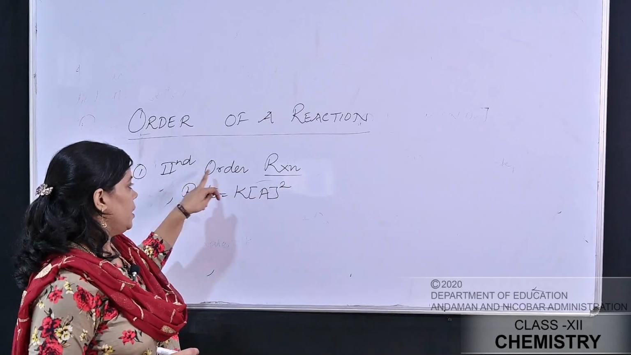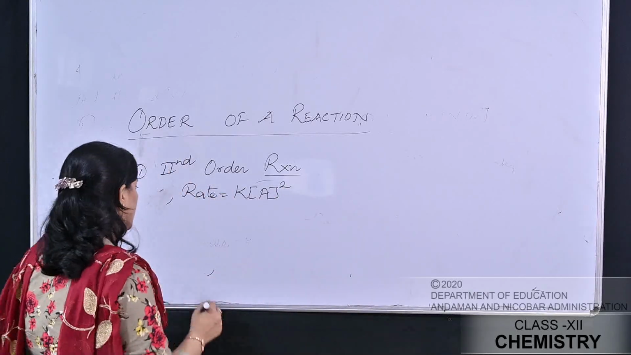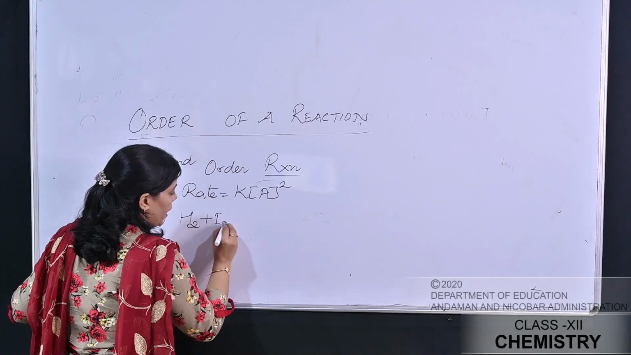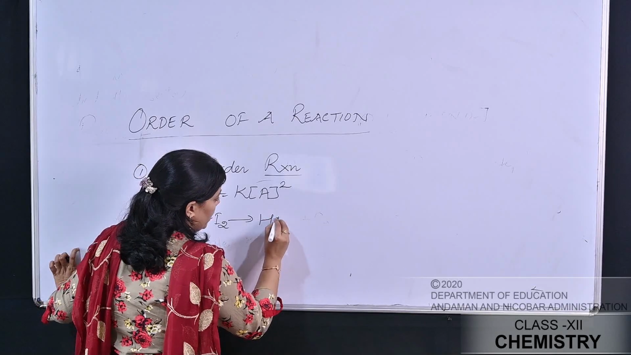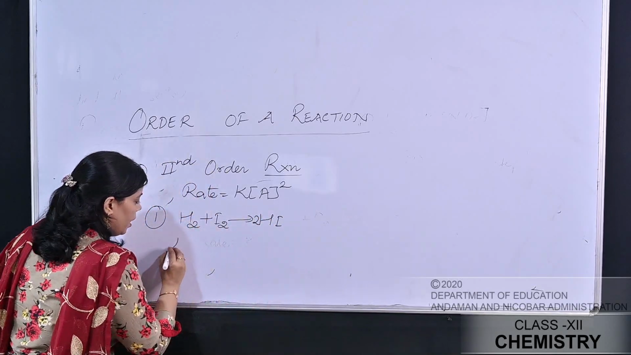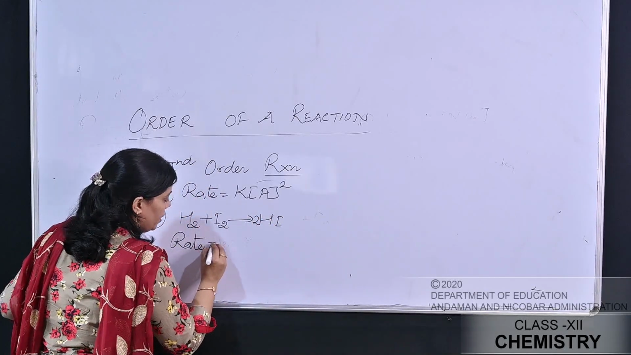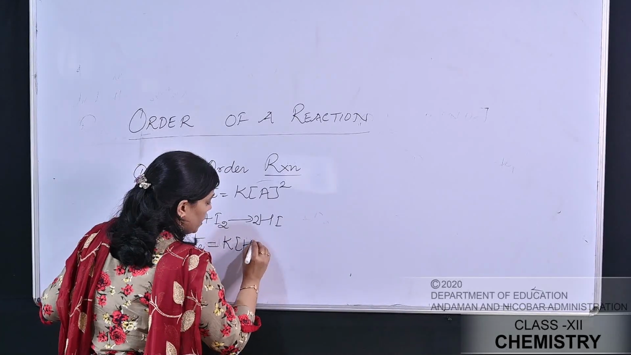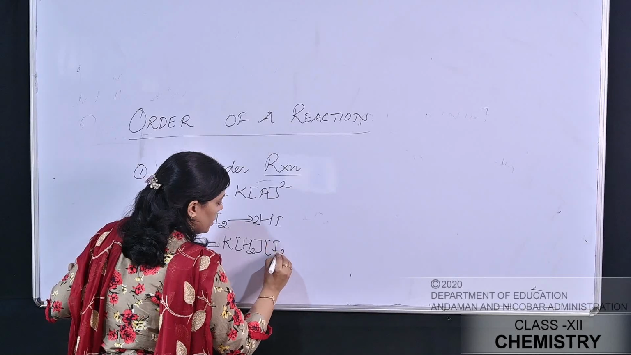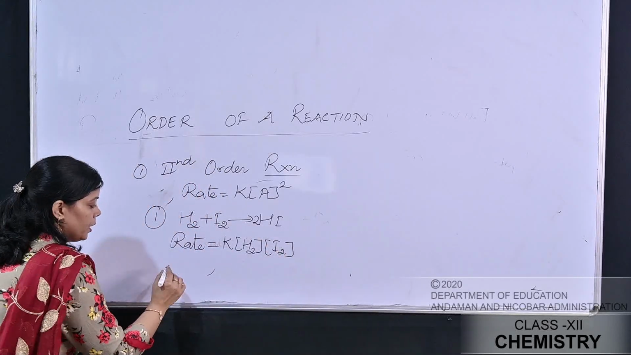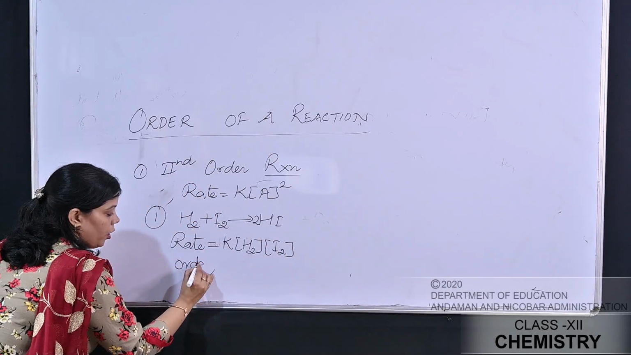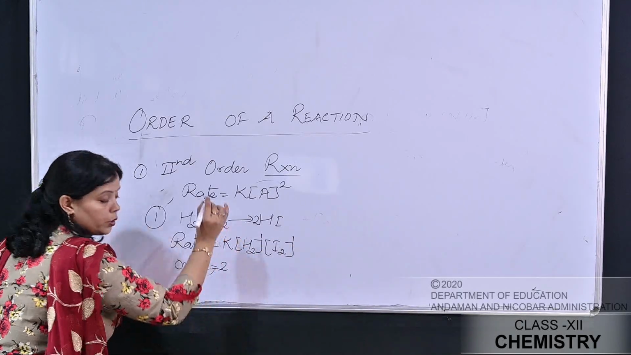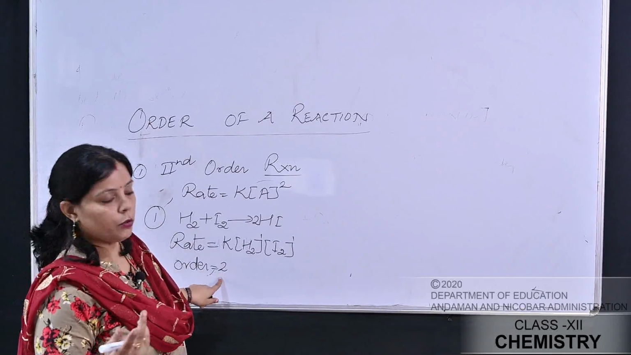So this reaction comes under the second order reaction. The first example is the formation of hydrogen iodide by the reaction of hydrogen with iodine, and on experimental studies we found that the rate of the reaction is equal to rate constant, concentration of H2 and concentration of I2. Okay students, then for this reaction the order is 1 plus 1 is equal to 2. It means the order for this reaction is equal to 2.